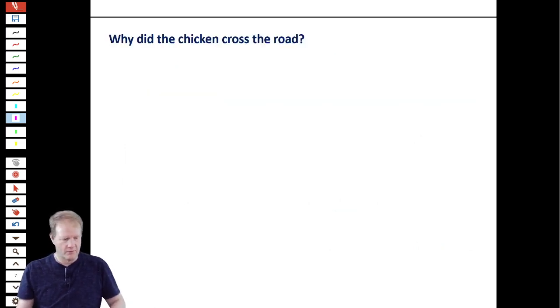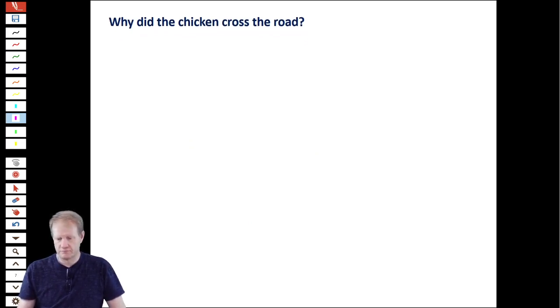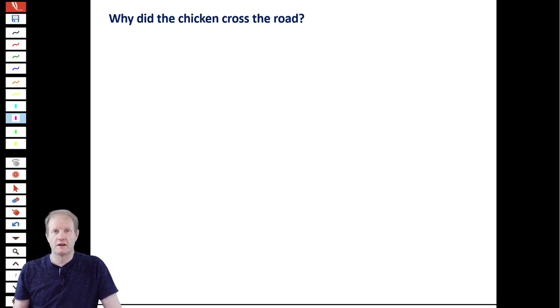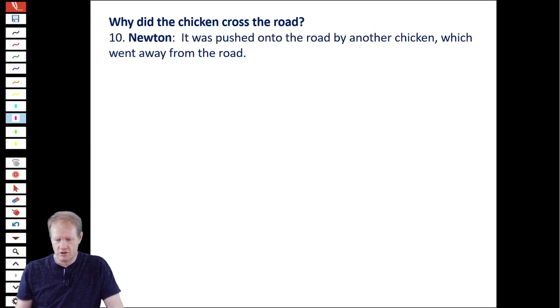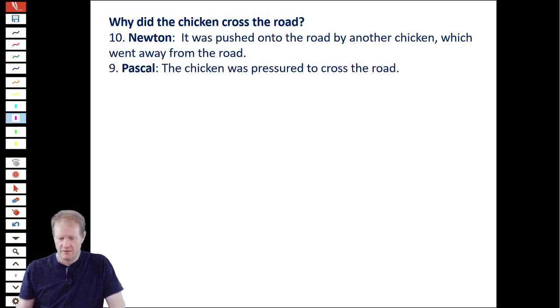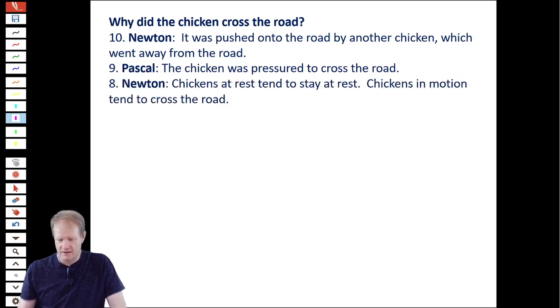All right, we better stop for a pause for a little joke. Why did the chicken cross the road? These are answers supplied by famous physicists as to why this happens. Now, I think students in a physics class will especially appreciate this list. So here we go. Why did the chicken cross the road? From Newton, he says it was pushed onto the road by another chicken which went away from the road. Number 9, from Pascal, the chicken was pressured to cross the road. Number 8, another one from Newton, chickens at rest tend to stay at rest. Chickens in motion tend to cross the road.